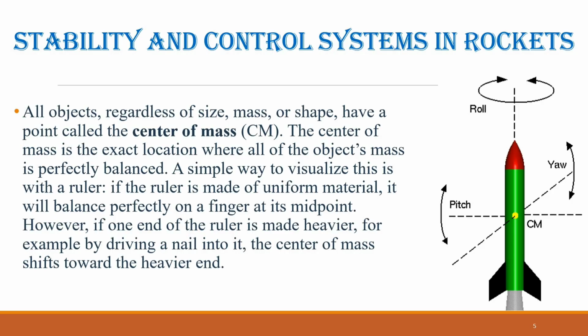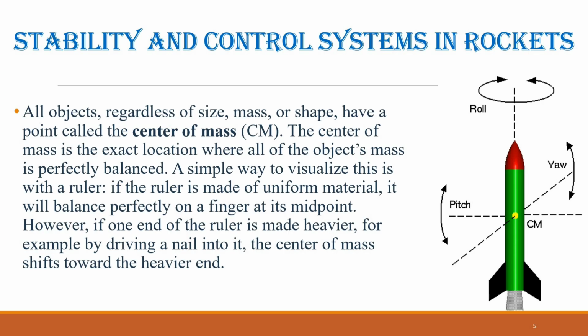All objects, regardless of size, mass, or shape, have a point called the center of mass, CM. The center of mass is the exact location where all of the object's mass is perfectly balanced. A simple way to visualize this is with a ruler. If the ruler is made of uniform material, it will balance perfectly on a finger at its midpoint.